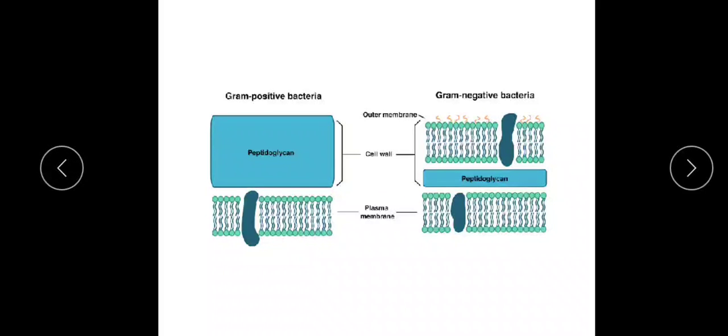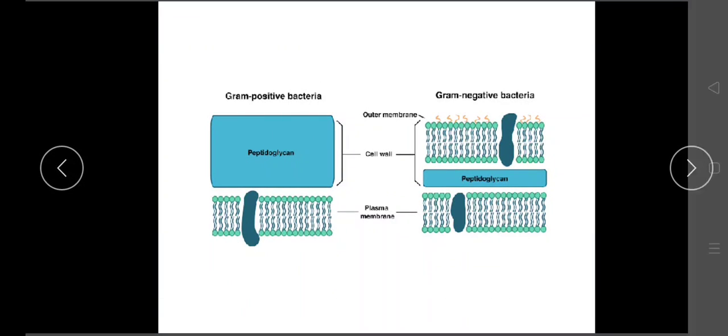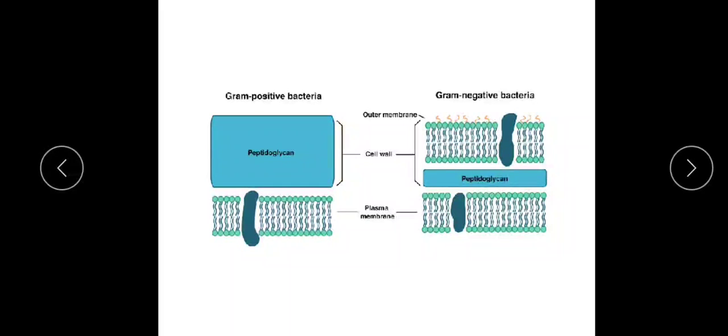It is a heteropolymer. As is clear from this diagram, gram positive bacteria have a thick peptidoglycan layer, or a thick cell wall. While in gram negative bacteria, you can see it has a thin peptidoglycan layer, or a thin cell wall, but it has an extra layer, the outer membrane or outer capsule layer, which is absent in gram positive bacteria. So that is the difference between the cell wall of gram positive and gram negative bacteria.